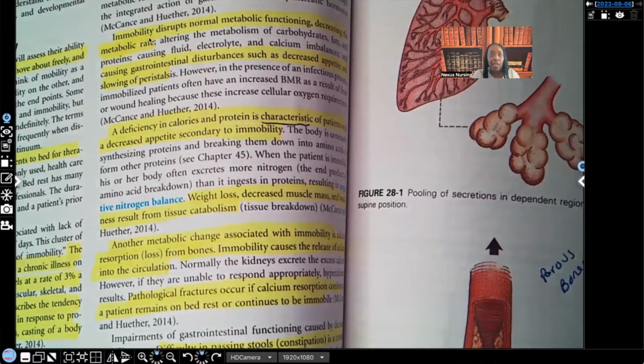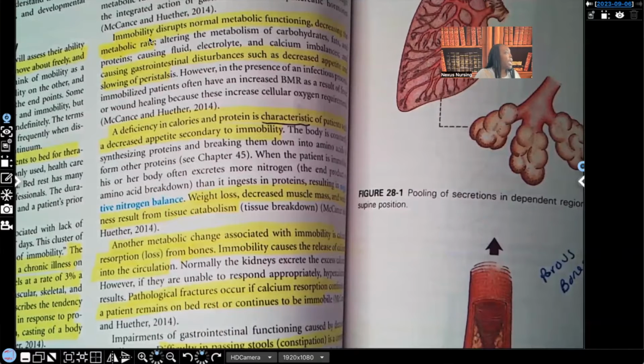Well, guess what? Calories are needed for energy. You need energy for healing, right? Protein is needed for what? Muscle mass that patient's losing because they're on bed rest. Protein's also needed for what? Wound healing. So that's why the decrease in calories and proteins is so important to us.